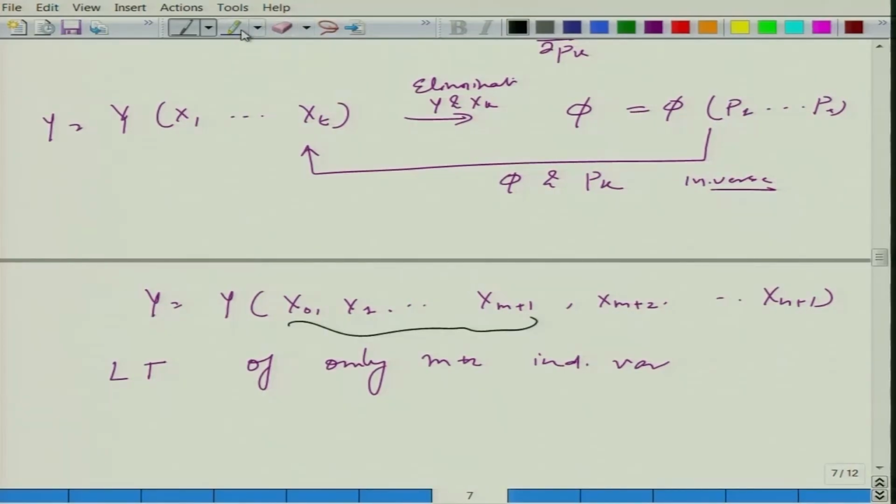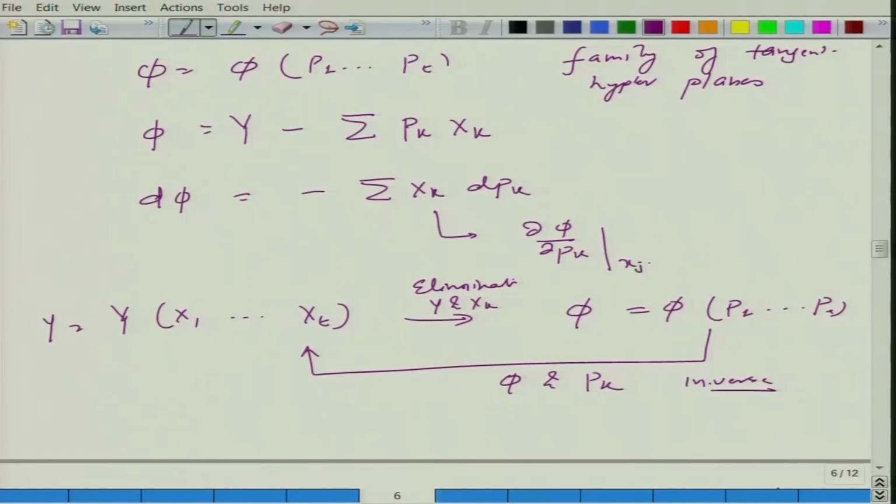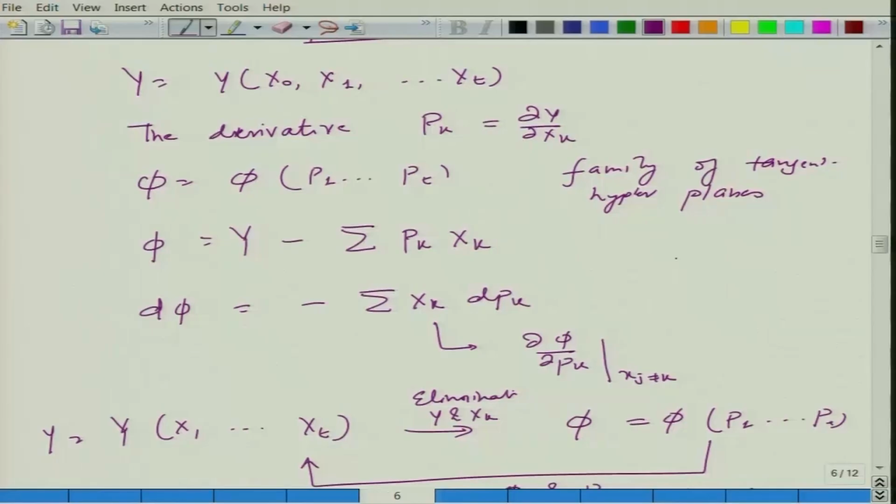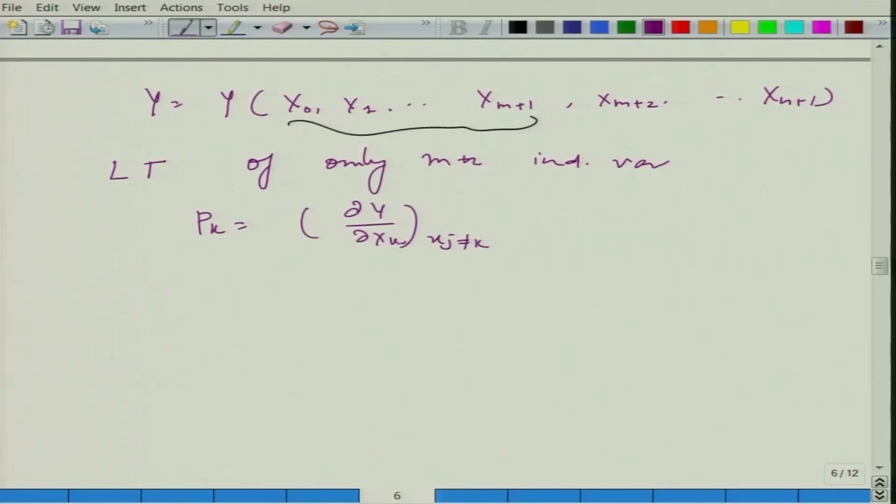Okay. So if you are interested in only this aspect, or to take the Legendre transformation, then your pk is going to be del y by del x k, where x j is held constant and j is not equal to k. That is what the definition should be, because the others are constant. So essentially when you are doing this, you are saying that x j is constant, but j is not equal to k, and similarly here as well. Okay. So this is by definition, but then k varies from 0 to m plus 1 for this specific case, because we are only interested in taking the Legendre transformation of only m plus 2 independent variables.